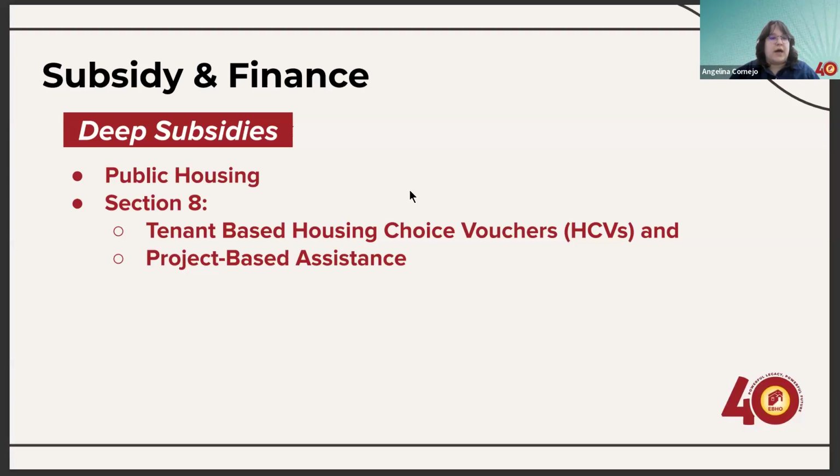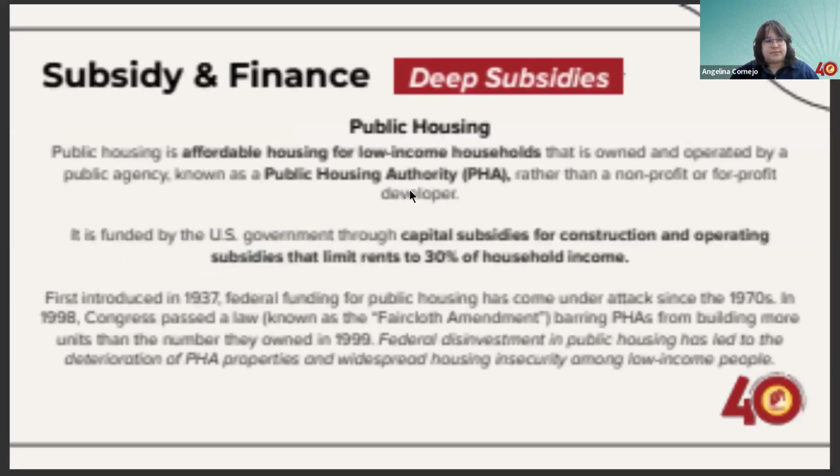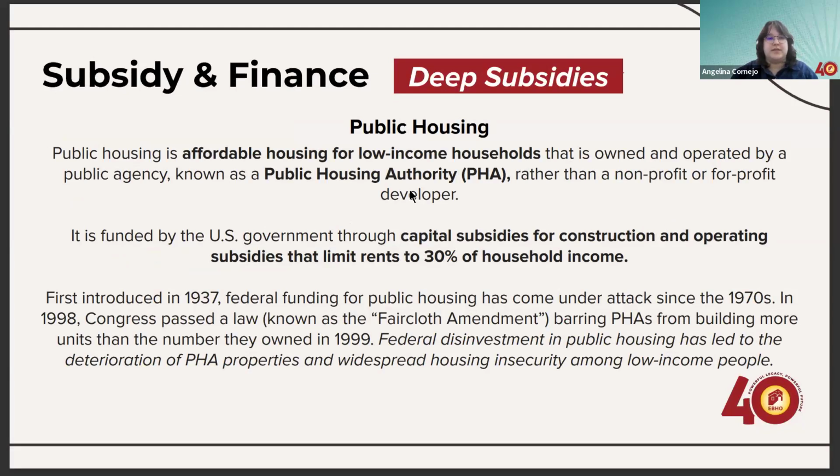Okay, so now we're going to talk about subsidies and finance. We'll start off with what are considered deep subsidies. Public housing is affordable housing for low-income households that is owned and operated by a public agency, called a public housing authority, rather than a nonprofit or for-profit developer. It was funded through the U.S. government, through capital subsidies for construction, and it was introduced back in 1937.